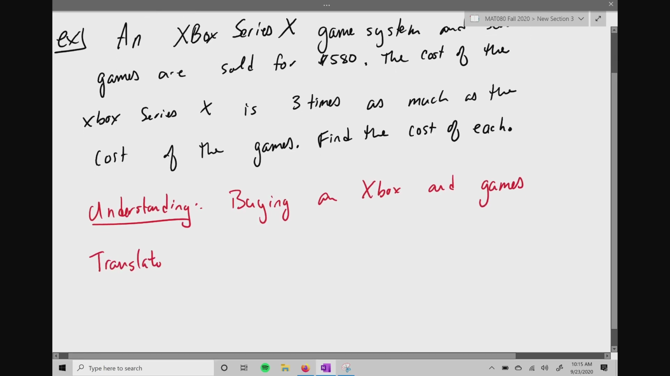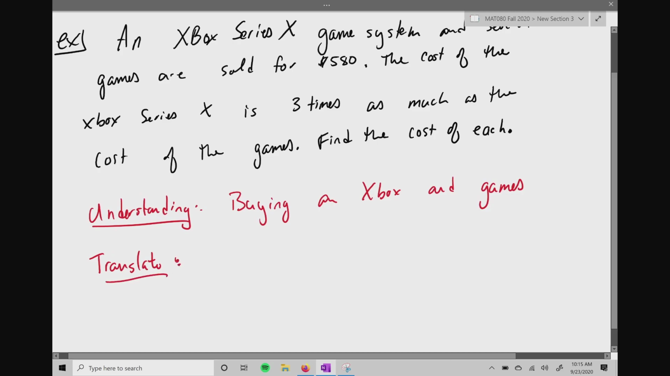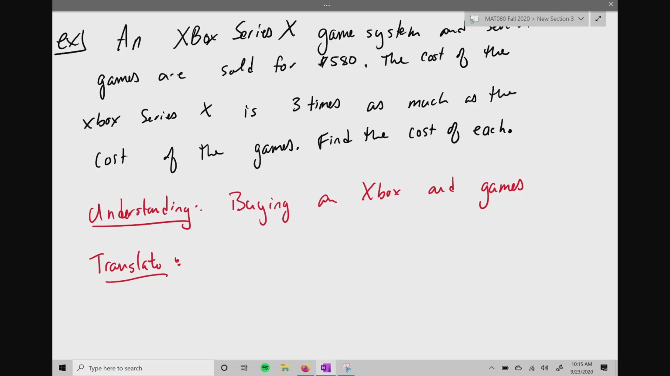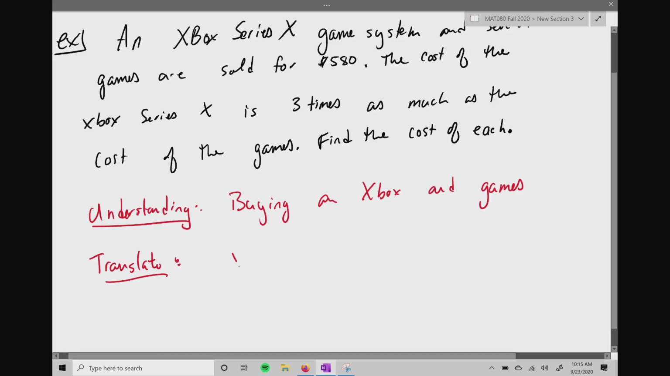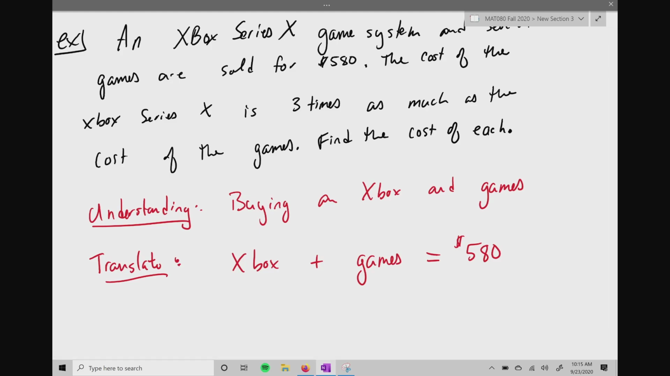And what this means is we're going to try to take our problem, the situation here, and translate it into some sort of equation, okay? So here's what we know. We're buying an Xbox and some games. So we've got an Xbox plus some games. And we also know that the total equals $580. So there's our equation right there. Okay? Now this is the equation in words. Let's turn this into something we would see in a math course.